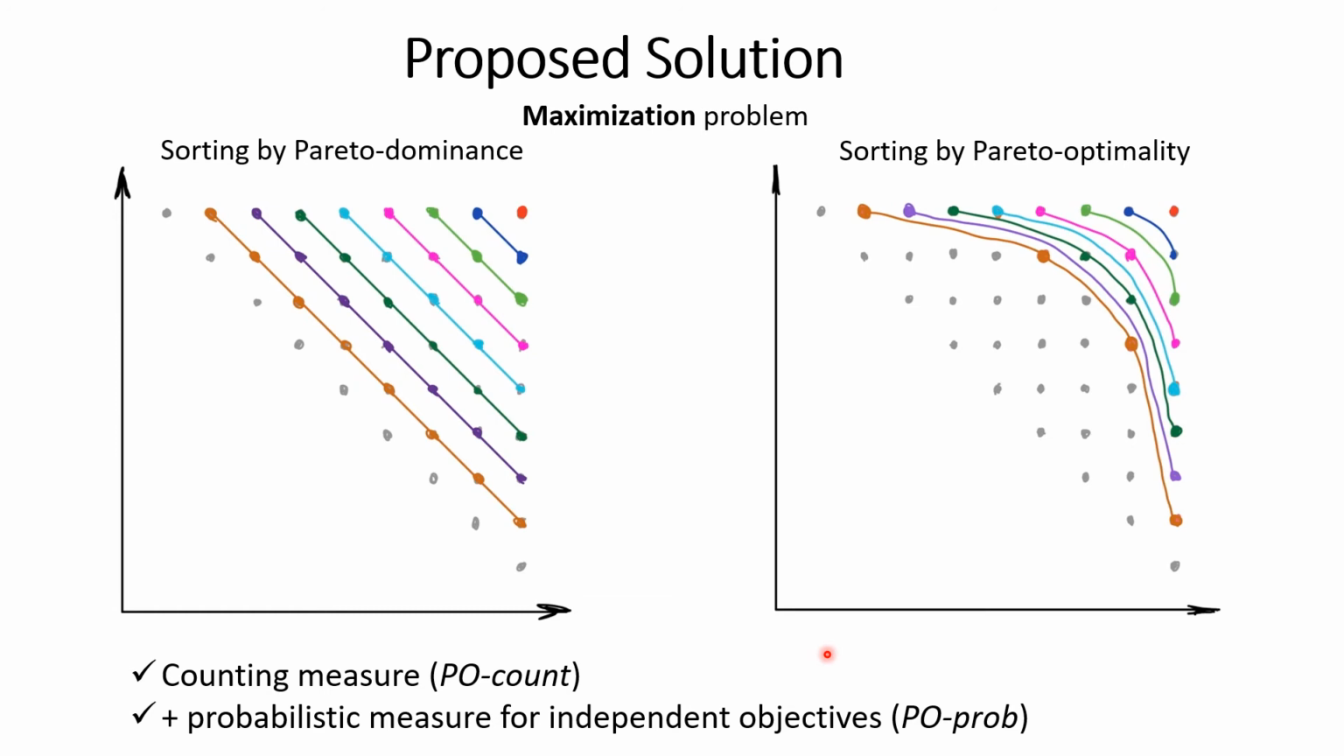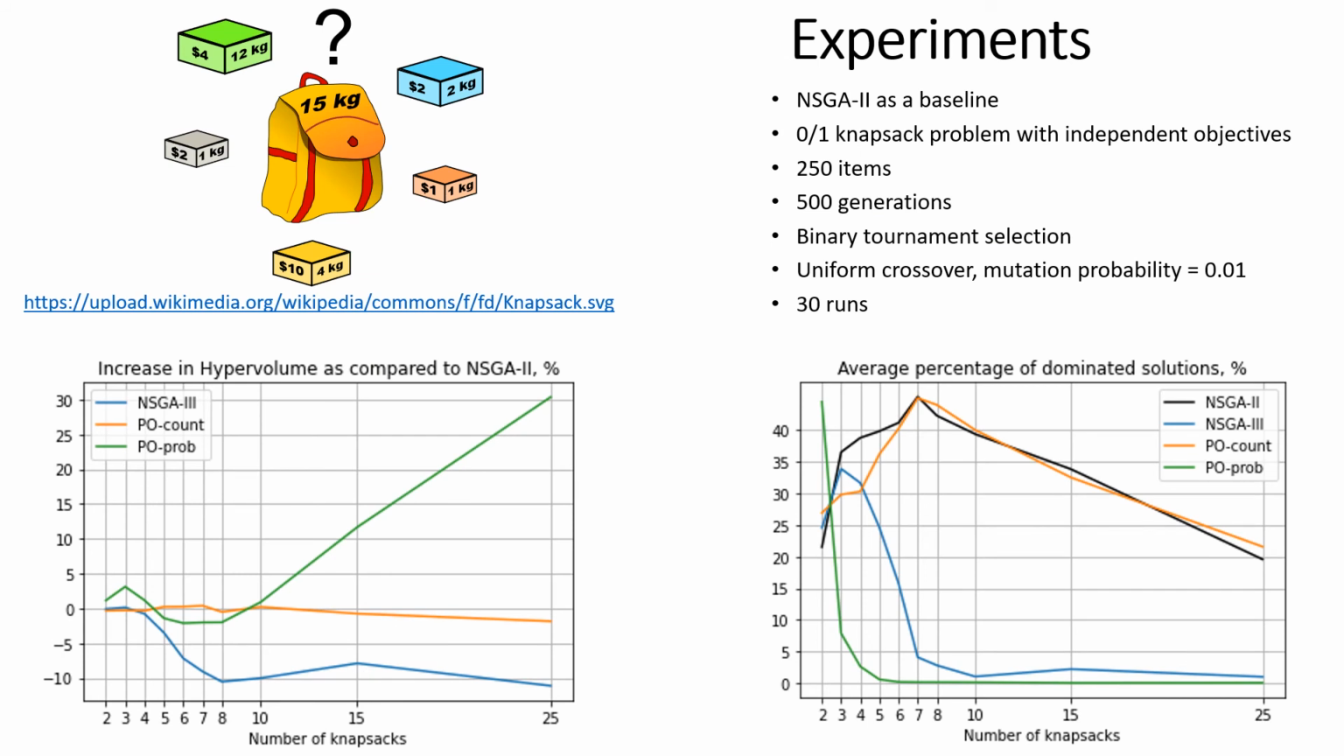We discussed how Pareto optimality can be calculated using counting measure. In case of independent objectives, it can be replaced with the probabilistic measure. The two versions of the algorithm are referred to as PO count and PO prob respectively. To evaluate the performance of the proposed sorting procedure, we incorporated it into an SGA2 algorithm and attempted to solve 0-1 knapsack problem. In our experiments, the number of objectives ranged from 2 to 25, and we used an SGA2 and an SGA3 algorithms as baseline.